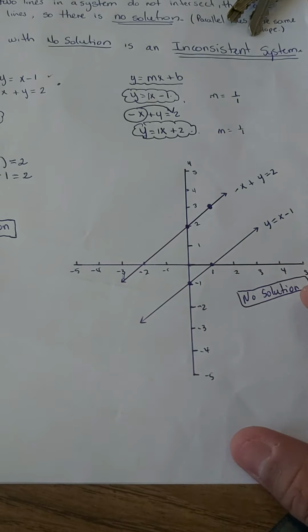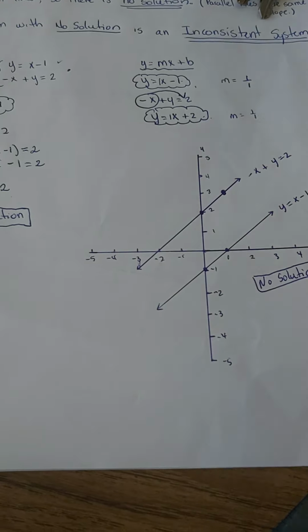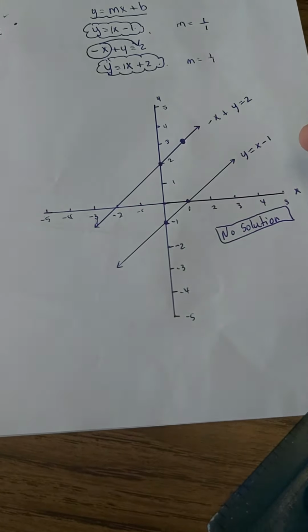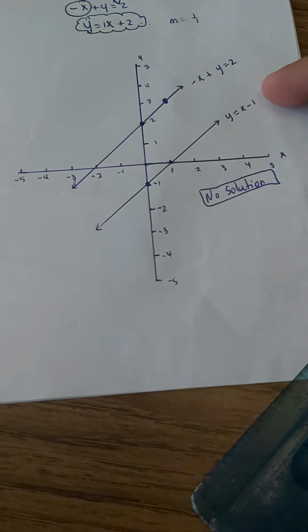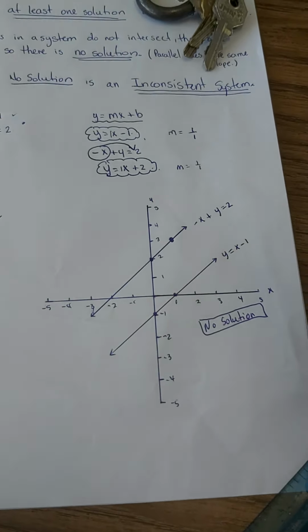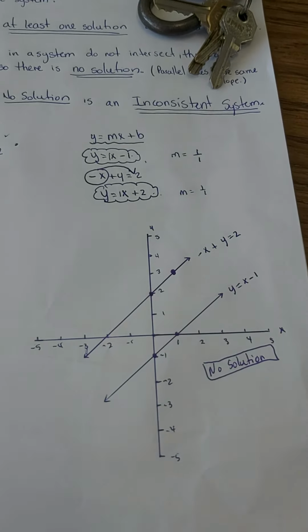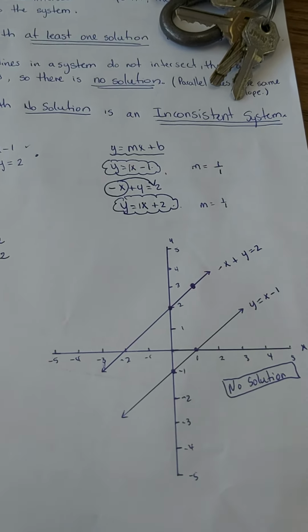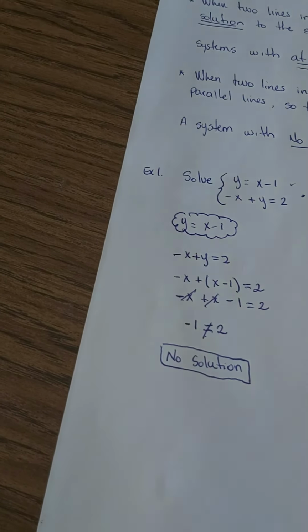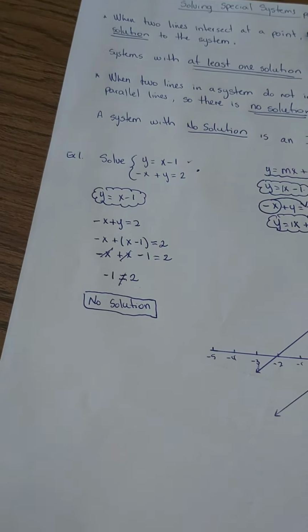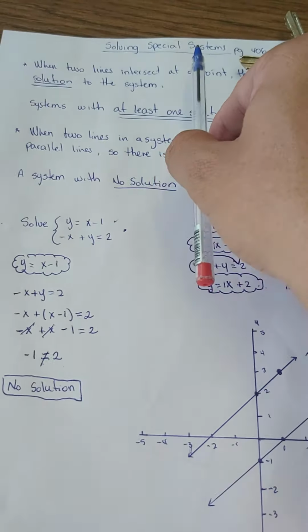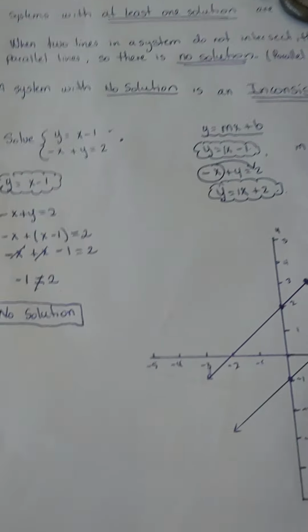Now, the graph was just to show you that the lines won't intersect. Remember that to solve systems by graphing is not convenient for all of the problems. It is only just to prove, but algebraically is better, either by substitution or elimination, okay? So in this case, no solution. Special system, a system with no solution.